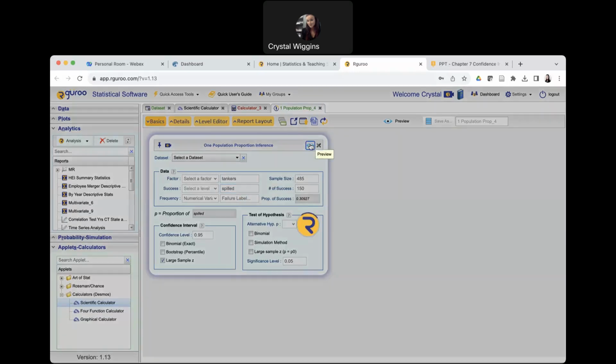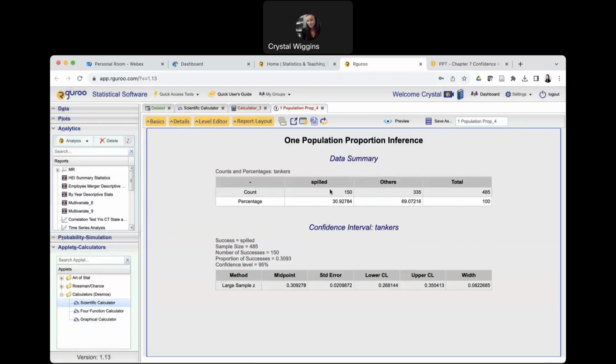Okay, then I hit my eyeball, and I can see a bunch of data that they give me. So here I have my percentage of tankers in the sample that spilled, about 31%. I also have the complement to that, the percent of tankers that did not spill, 69.